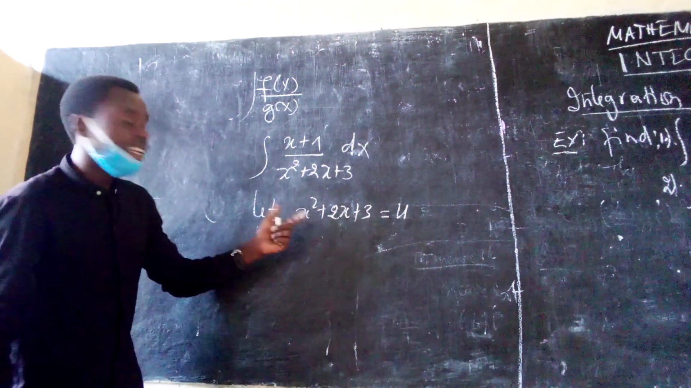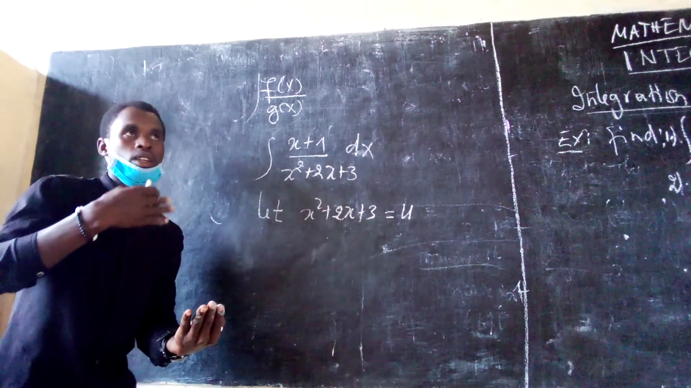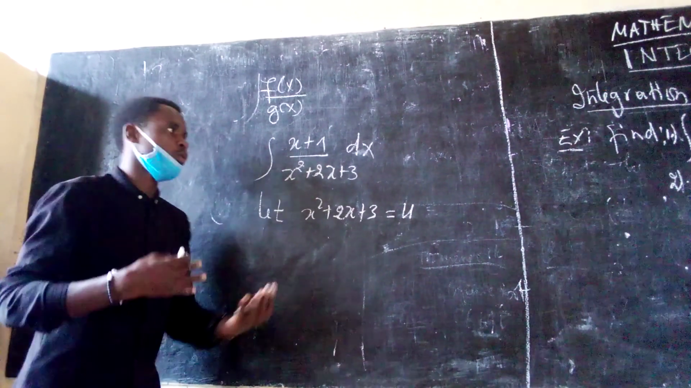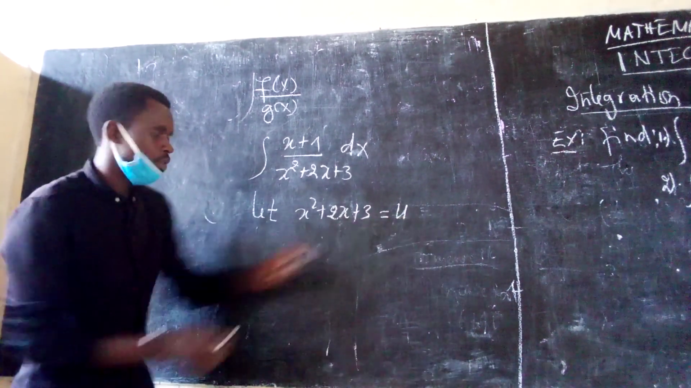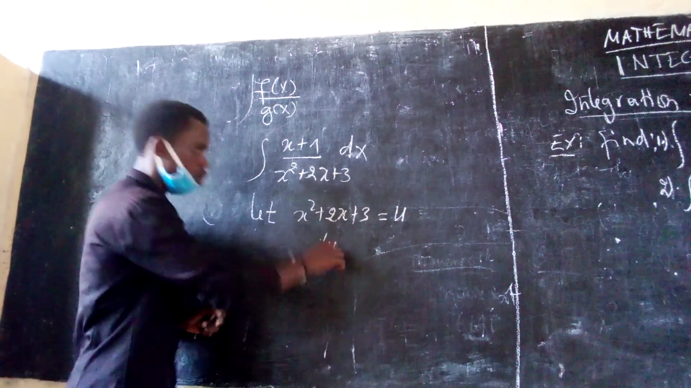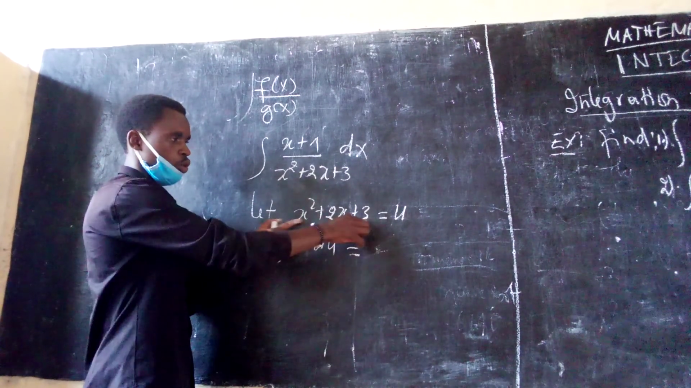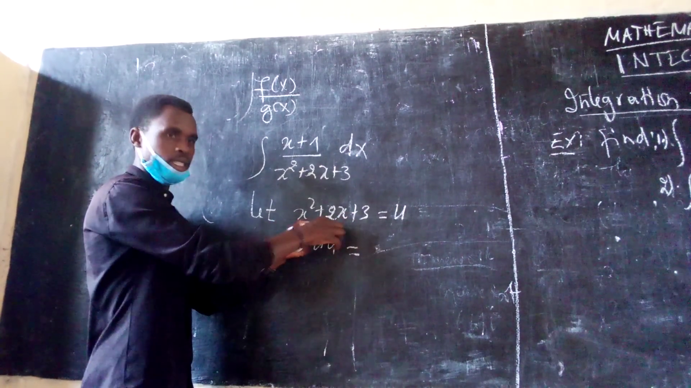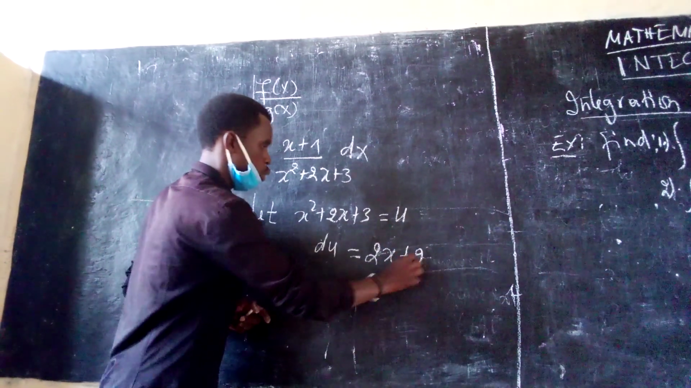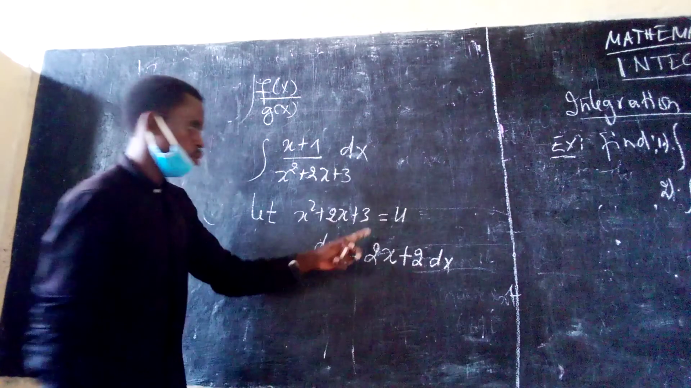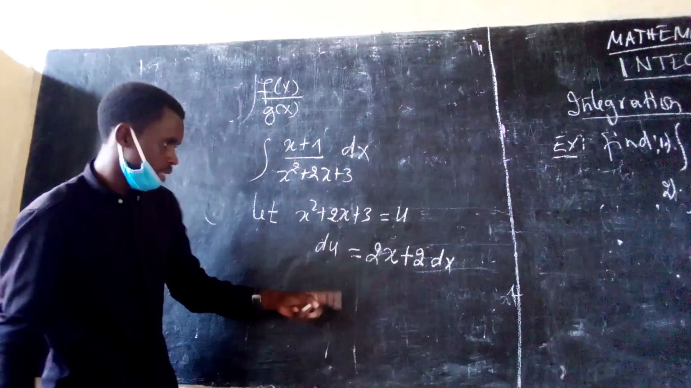We need to express our numerator in terms of the derivative of the denominator, so I need to find this derivative, du. Differentiating u with respect to x, I will get du equals 2x plus 2 dx.